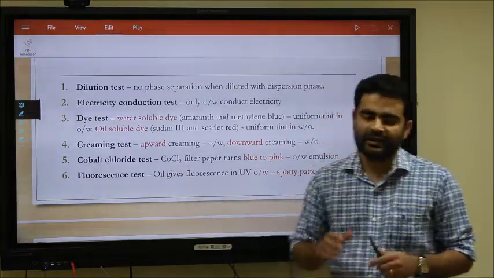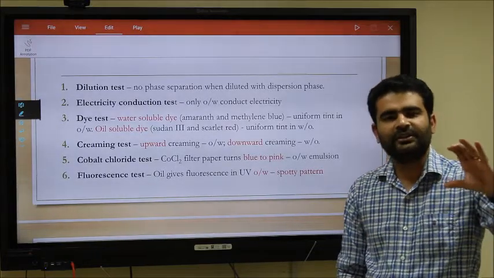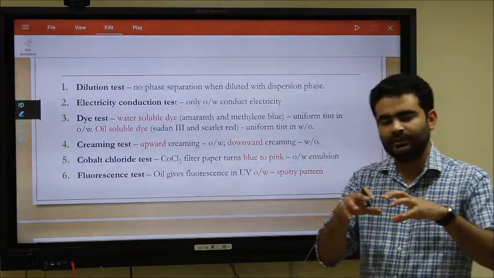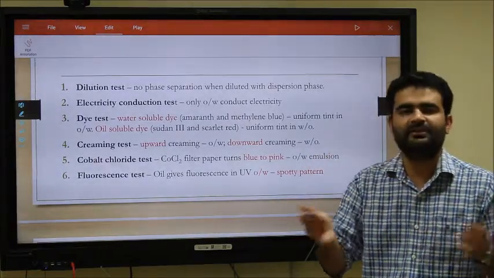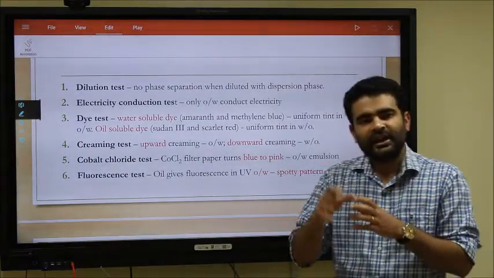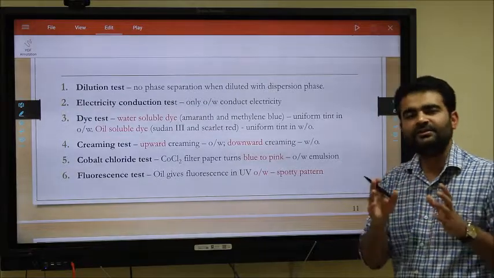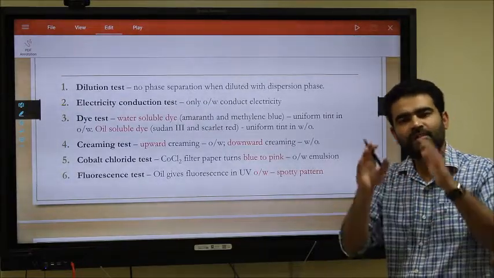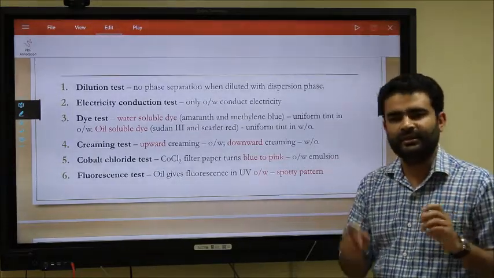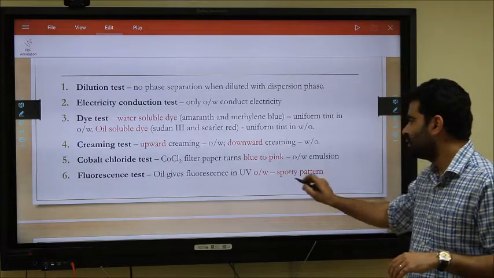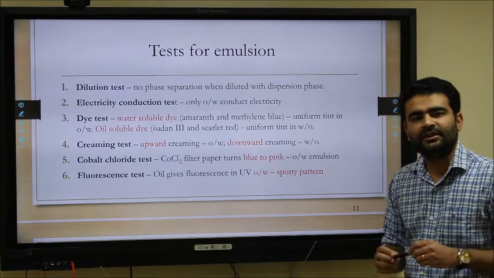Last is the fluorescent test. In this test, the emulsion is observed under UV light. The UV light is responsible for creating fluorescence. Fluorescence is a phenomenon of absorbing light and emitting it afterwards. When the emulsion is exposed to UV light, only the oil is fluorescent. If the emulsion is water in oil type, the whole emulsion will fluoresce, and if the emulsion is oil in water type, only the globules will fluoresce, which gives a spotty pattern. So these are the tests to identify what type of emulsion it is.